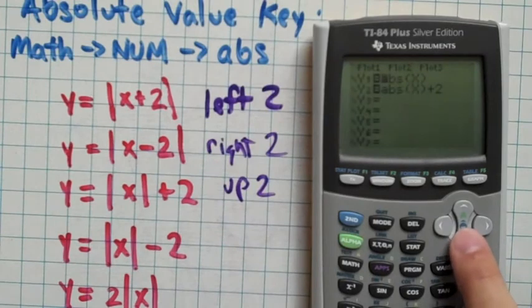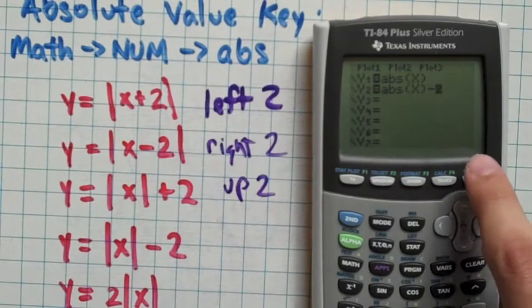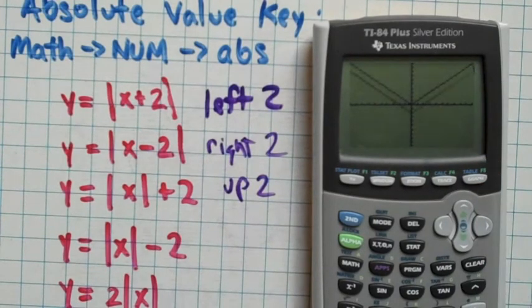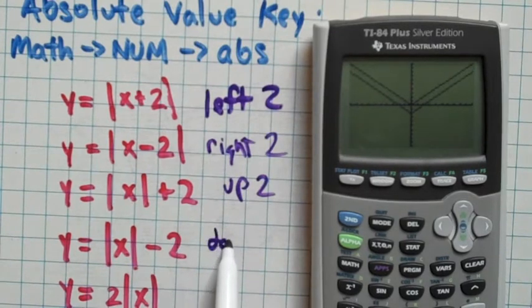And if I change that to a minus 2, hopefully by now you're seeing the pattern. This one's going to move it down 2. Original, and there's the new one. So it takes our whole graph and it just shifts it down 2.